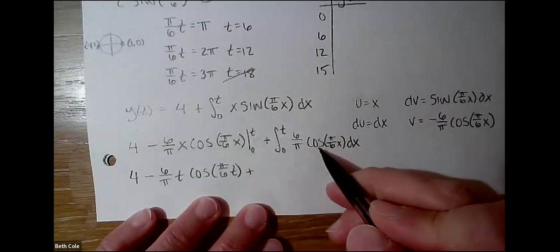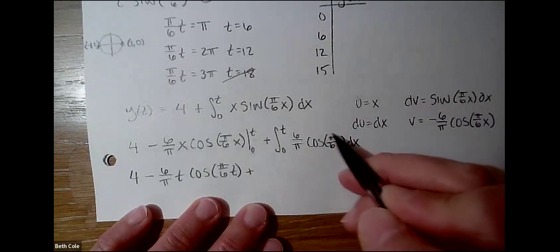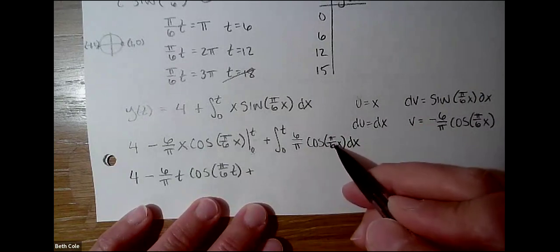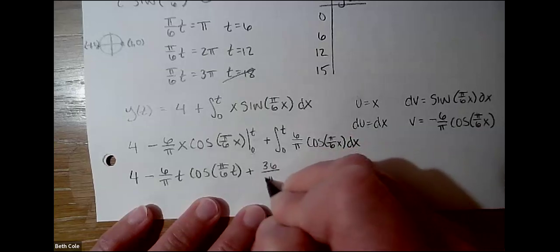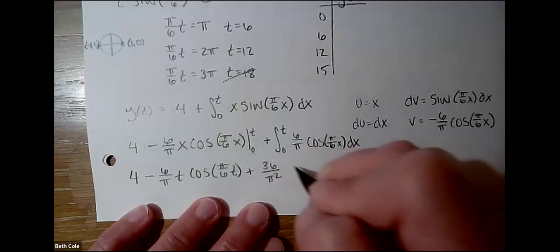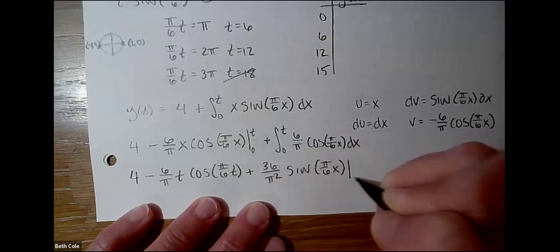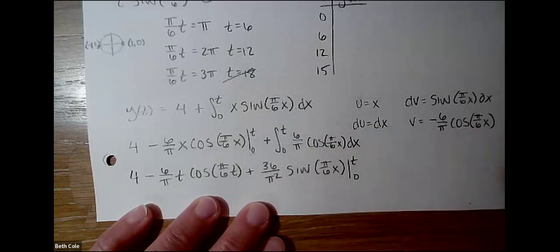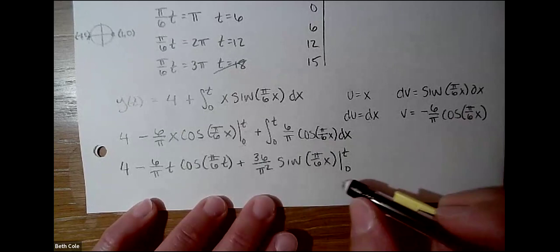All right, antiderivative of this. Antiderivative of cosine is sine, but again, we're going to need this adjustment in there. So I'm going to have to multiply by 6 over pi again. So it's going to be 36 over pi squared sine pi over 6x from 0 to t. Now I'm going to erase and just fix this, first of all, because I'm out of room, and secondly, I don't feel like writing it all over again.